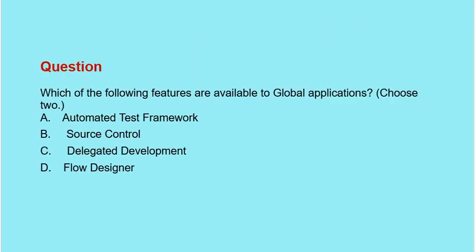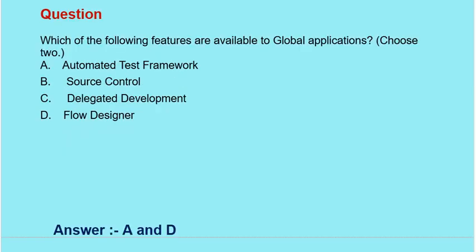Question is, which of the following features are available to global applications? Choose two options. Option A, automated test framework. Option B, source control. Option C, delegated development. Option D, flow designer. Correct answer is option A and option D.